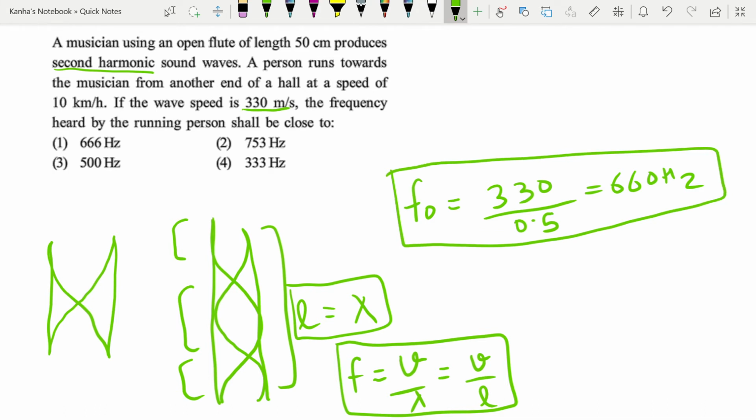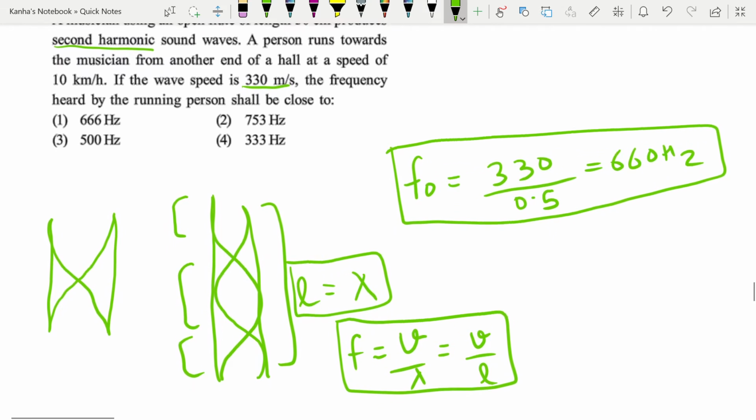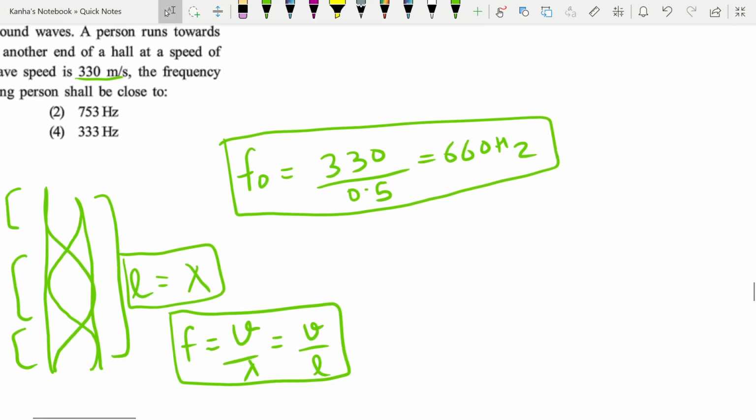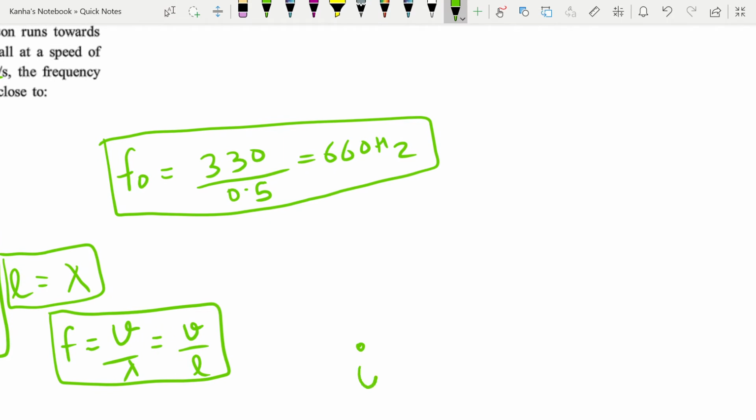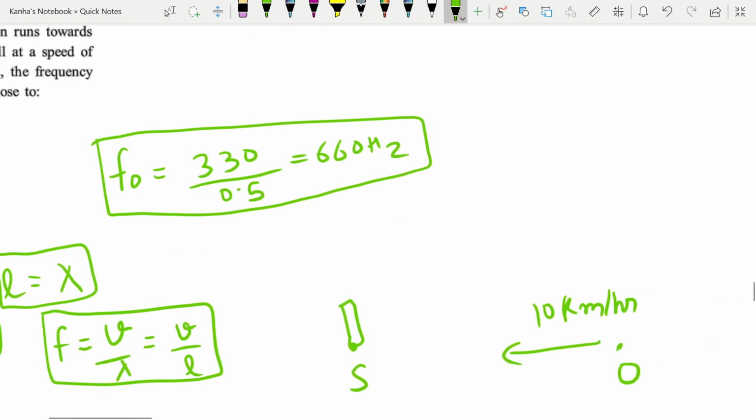Now it's given that a person is running towards the musician from another end of the hall at the speed of 10 km per hour. So let's see that, guys. This is your observer. You have this source sitting with the flute. You have an observer who is running towards this source at 10 km per hour, and we need to find the frequency heard by the running person.